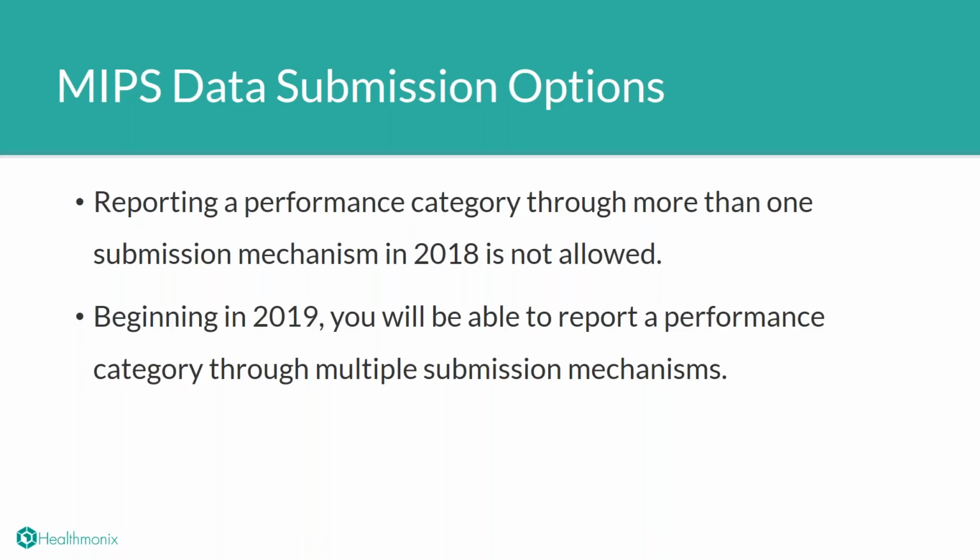So that will allow you to essentially split one performance category across multiple data submission options. It might make it more flexible for you to choose how you approach each performance category and what tools you use to submit that data to CMS. So that's going to be something to keep in mind as you transition not only into 2018 but also 2019.